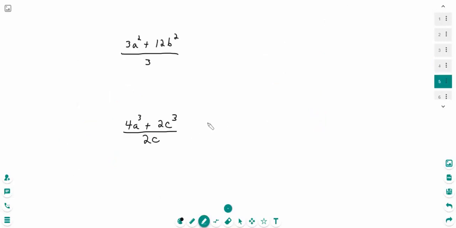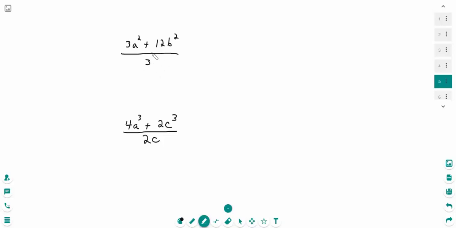So let's just try a couple of these and see how you do. Here, this first one, let's do this together. So we have 3a squared plus 12b squared over 3. And the directions might tell us to simplify in this case. If we look at it, there's nothing that we can add in the numerator. There aren't any like terms that we can combine. Obviously, there's nothing we can do in the denominator. So the next thing would be, is there anything that we can do to reduce?